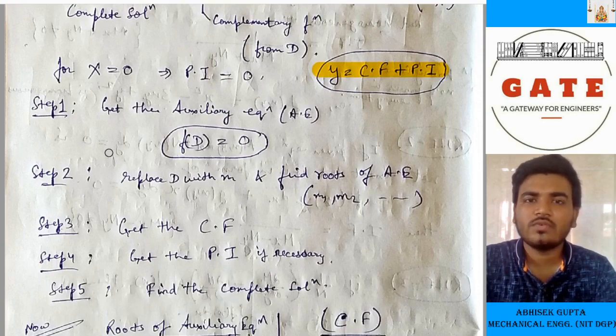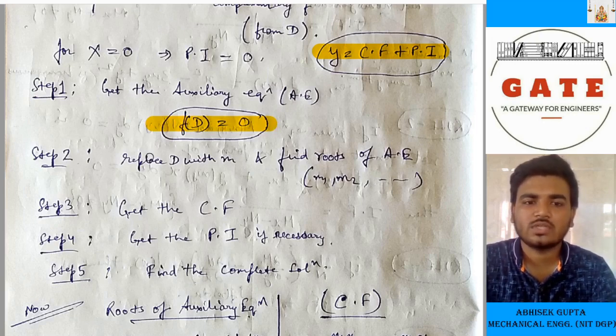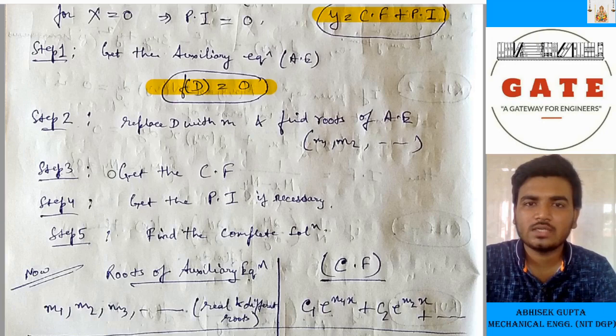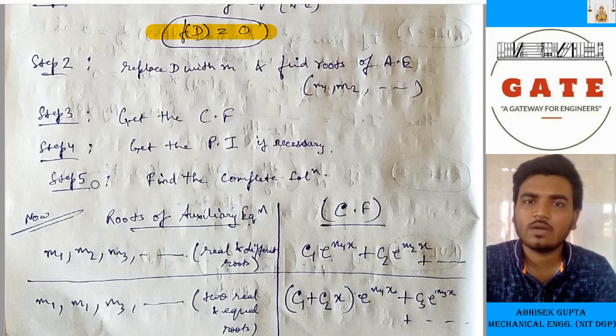Now for these equations, get the auxiliary equation. Function of D equal to 0 is called the auxiliary equation. Then replace D with m to find the roots of the auxiliary equation m1, m2, m3 and so on. After finding the roots, get the complementary function. After that, if X is there, then get the PI. The last step is to combine both to form the complete solution.